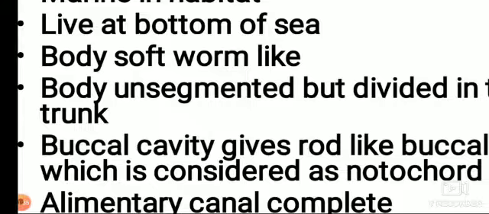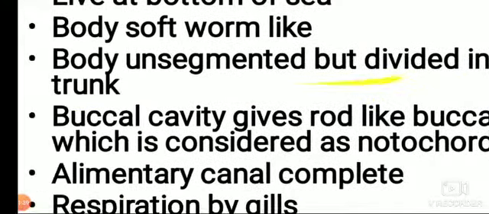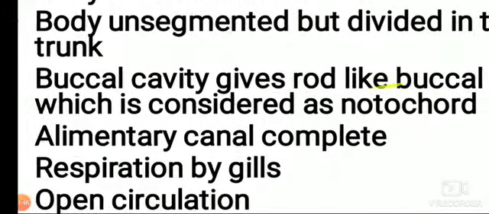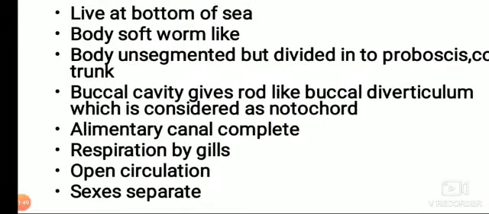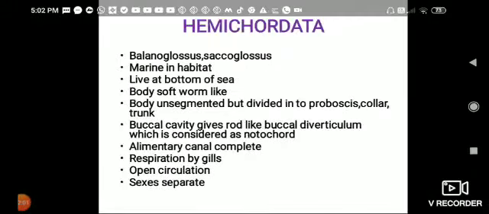Body soft, worm-like. Body unsegmented but divided into proboscis, collar and trunk. The buccal cavity gives a rod-like buccal diverticulum, which is considered a notochord. Alimentary canal complete. Mouth and anus present. Respiration by gills. Open circulation means blood comes out of the blood vessels. Sexes separate, male and female different, unisexual.